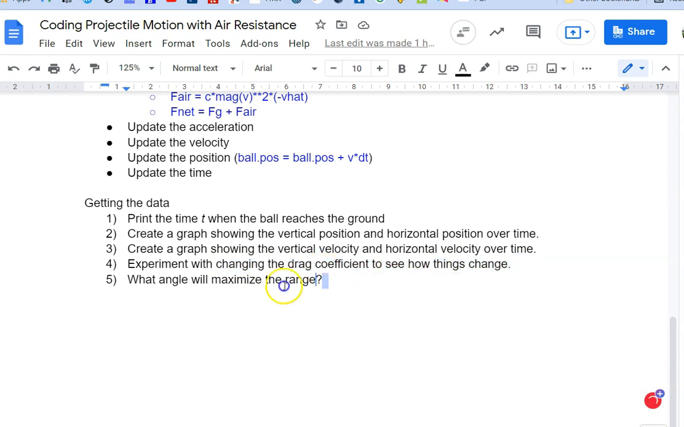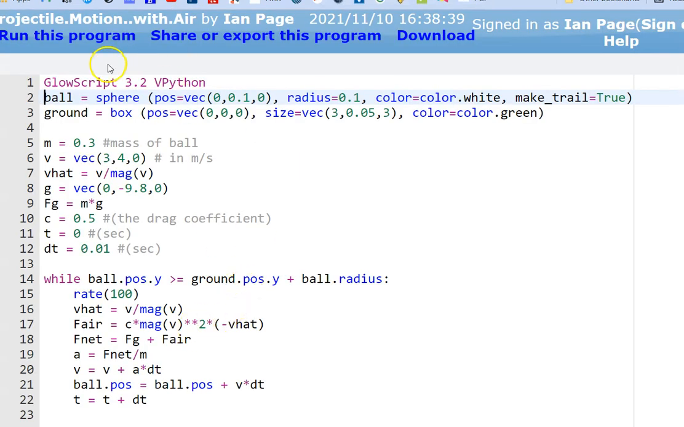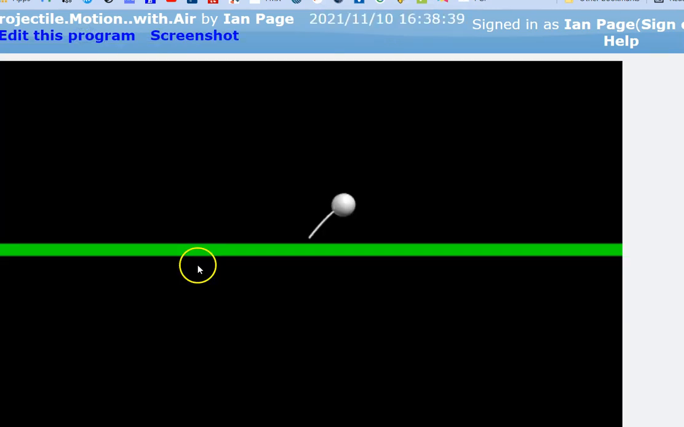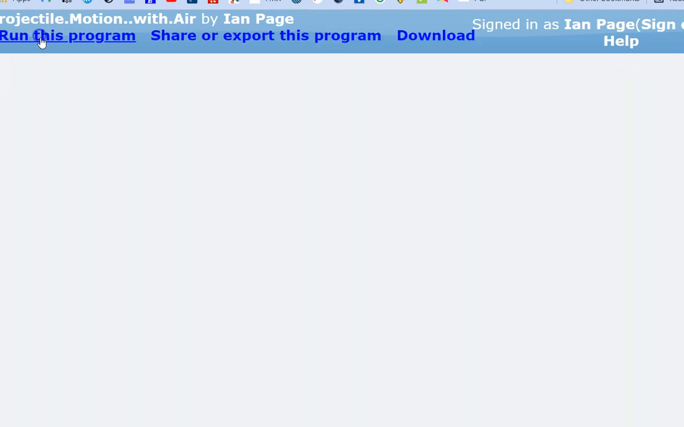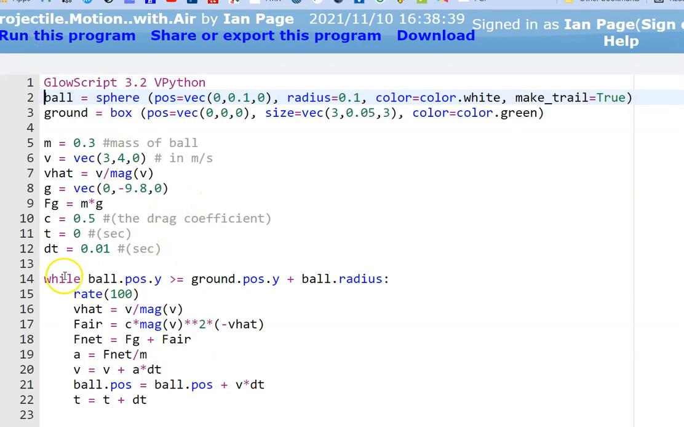And now, really tricky: what angle do you think you would have to fire this off at so that it would go to the maximum distance for a particular drag coefficient? I'll leave it for you guys to play around with that. You may want to use a nested loop, like 1 to 100 trials, and just keep incrementing the angle. All right, but I'll leave it for you to figure out.